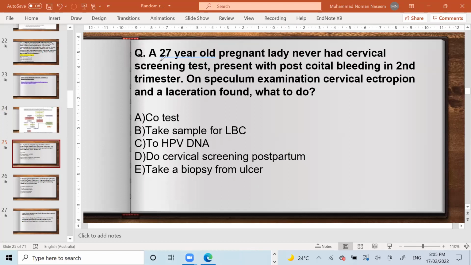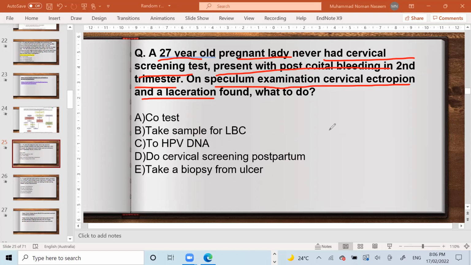a 27-year-old pregnant lady who never had cervical screening test done now presents with postcoital bleeding in the 2nd trimester. On speculum examination, you have found a cervical ectropion and a laceration. What do you want to do in this patient? Now, similar topic, but different question. Our patient is now pregnant and never had cervical screening test done before. She is presenting within the 2nd trimester with the postcoital bleeding. On speculum examination, you have found a cervical ectropion and a laceration. What do you want to do in this patient?